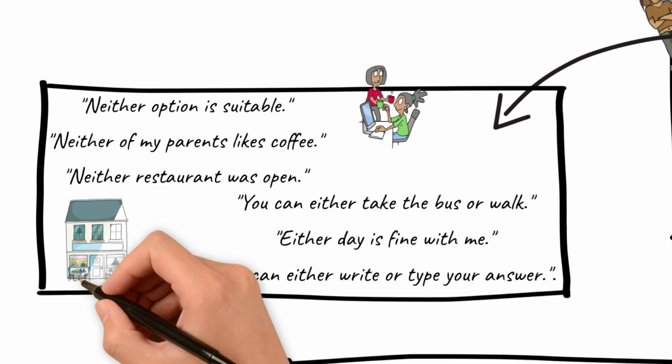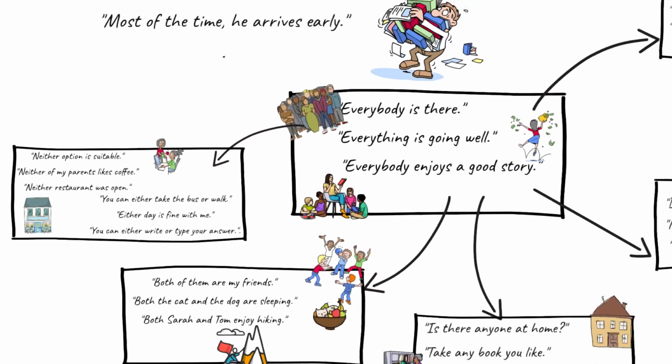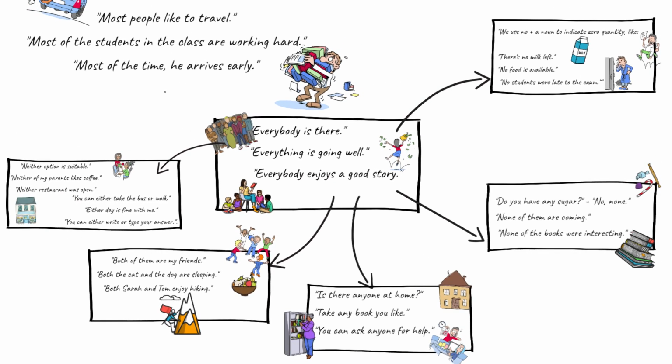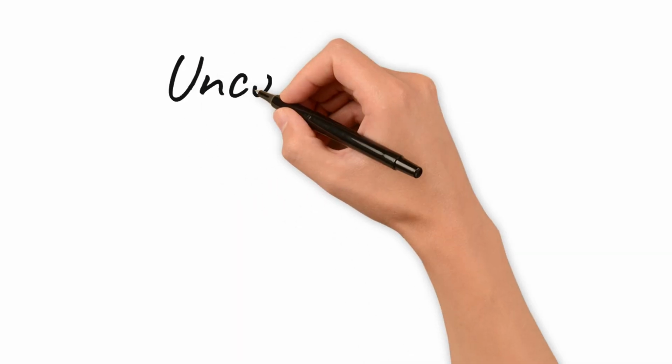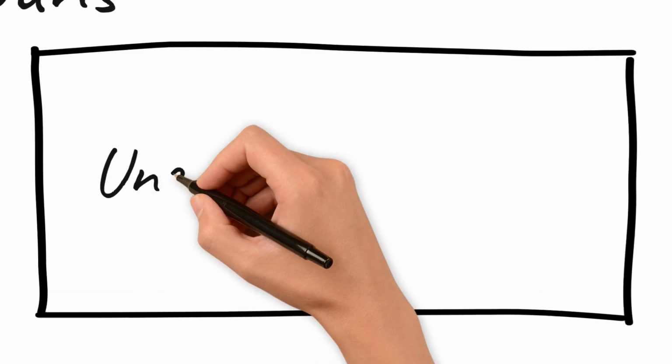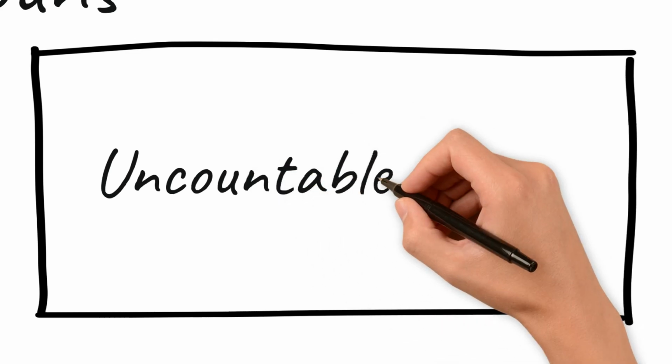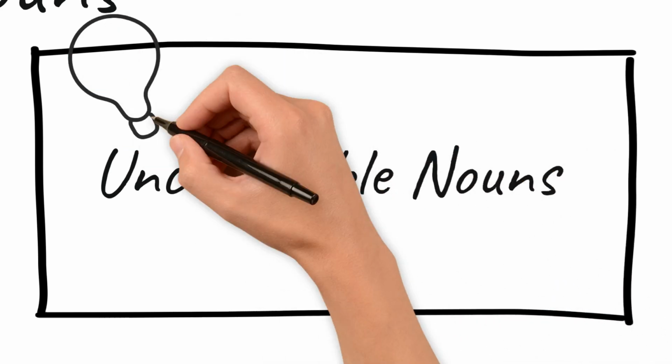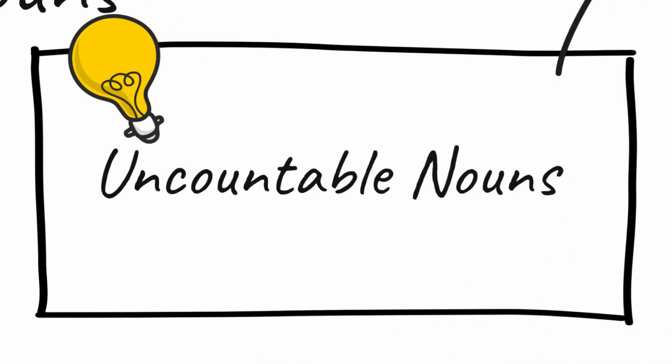Uncountable and plural nouns. Now let's talk about uncountable nouns and plural nouns. Uncountable nouns. Some nouns in English are always uncountable, which means they don't have a plural form and use a singular verb. For example, the weather is nice today, not weathers.